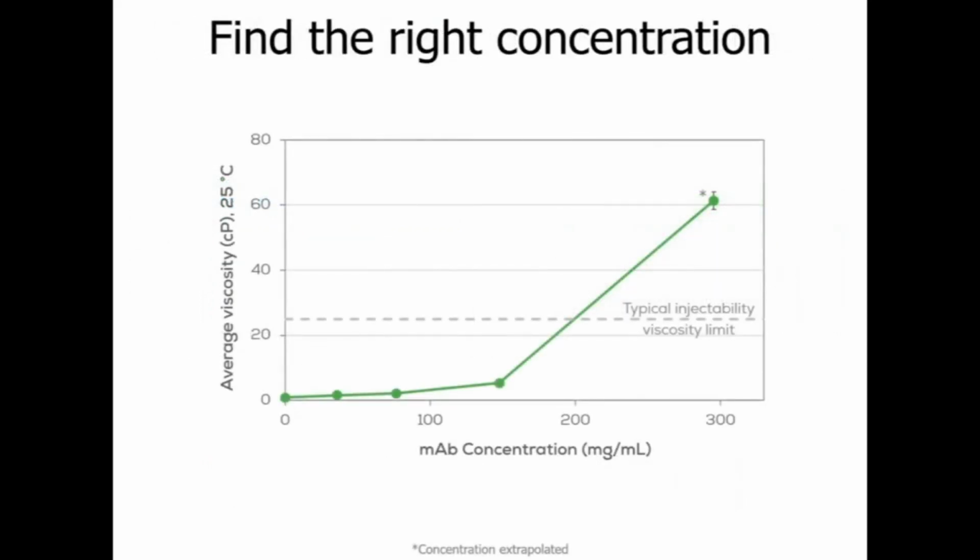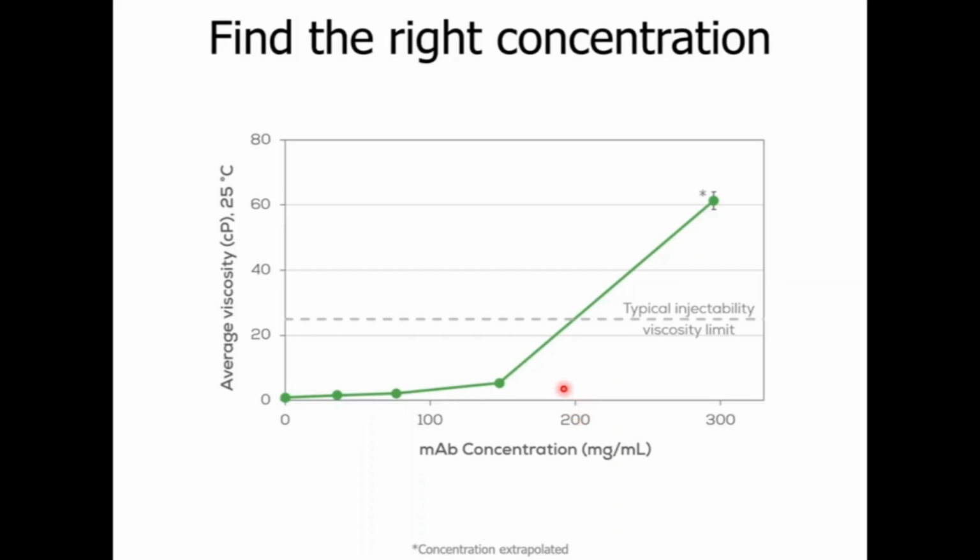I did mention the relevance of viscosity for injectability. When we compare viscosity of an analyte at different concentrations, we'll be able to assess what concentrations of our biologic are injectable and which are beyond the limit. That is generally considered to be 25 centipoise, and so for this monoclonal antibody in this buffer, 200 milligram per milliliter are in the range of where the cutoff is.